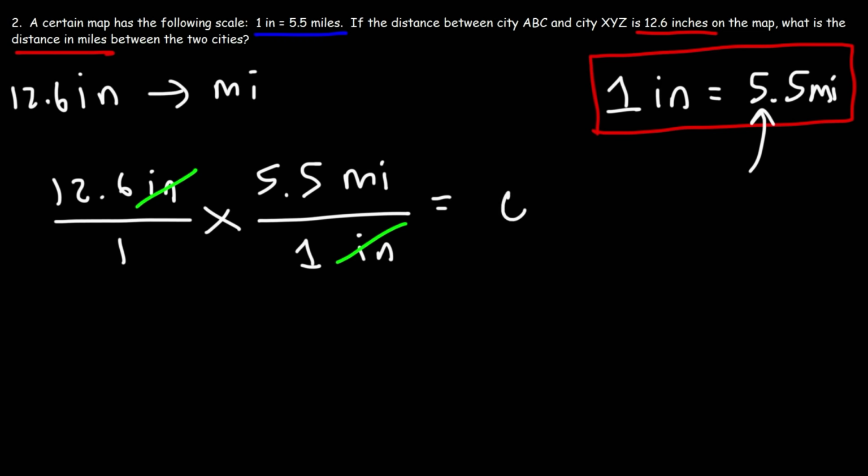And so we're going to get 69.3 miles. So based on the scale that we're given, this is the distance in miles between the two cities. Now let's talk about how we can solve a two-step conversion problem.